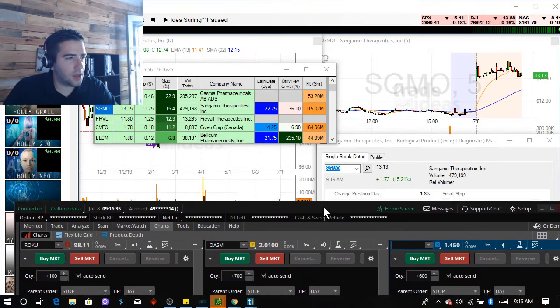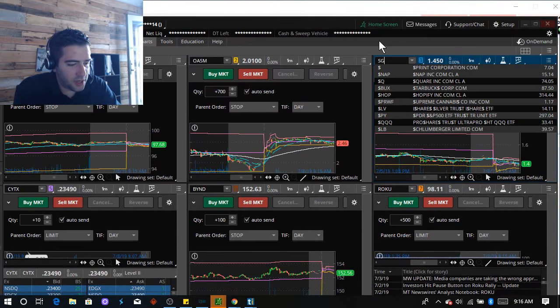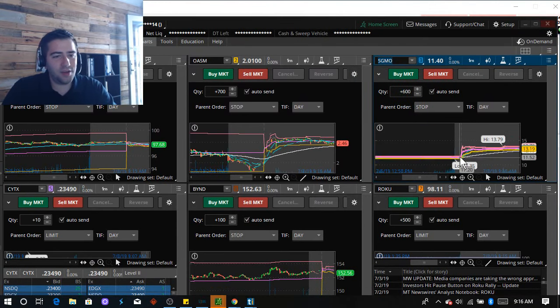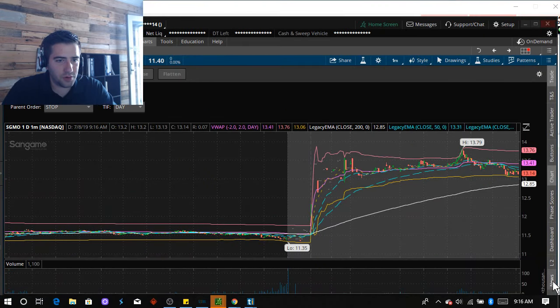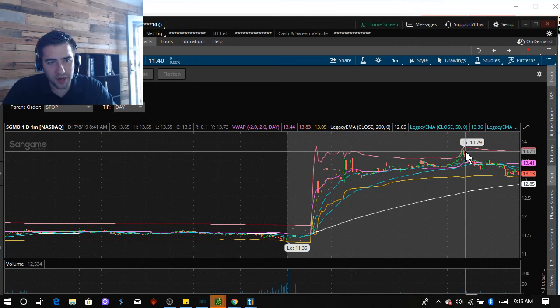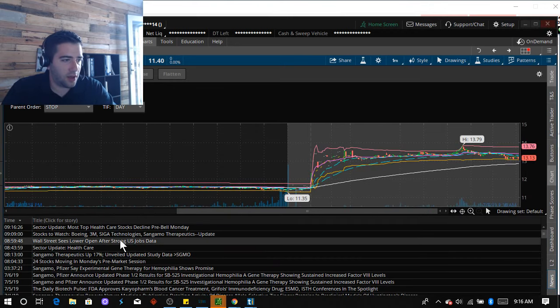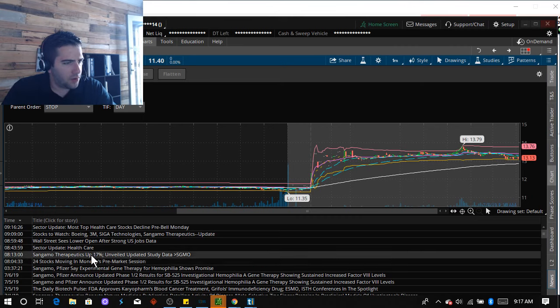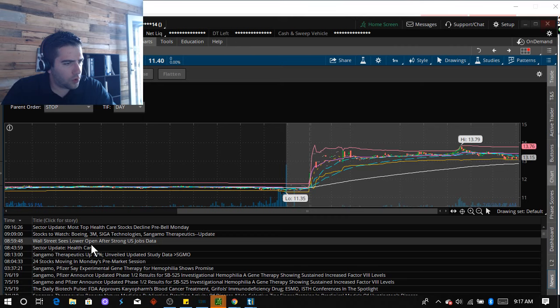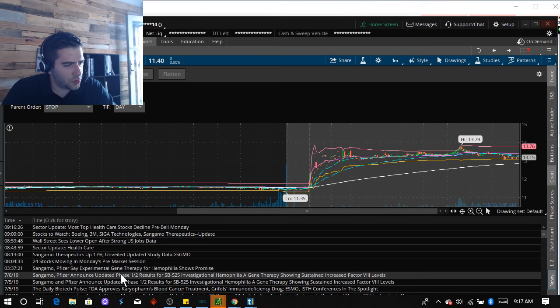SGMO. Again, I don't like it. Maybe if it comes up on the Nasdaq Most Advanced, let me see if it has news or something. And now it's falling below the VWAP, but it has a very similar formation to what the other one had last week. All right, so this is up on news. Unveiled updates study. Wall Street sees lower opening after jobs report. SGMO. What's the news though?